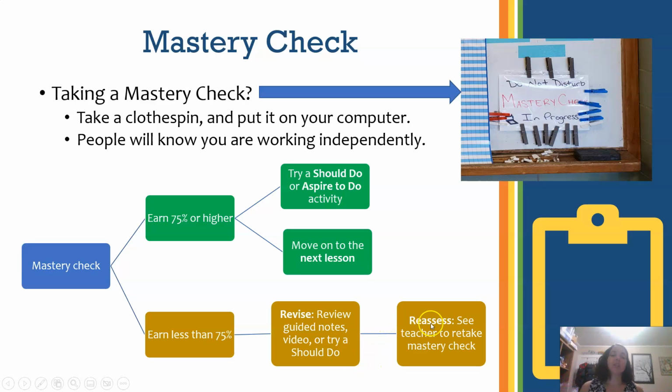After that, you will reassess. This means you will take the mastery check again. Eventually, you will earn a 75% or higher and you'll be ready to move on.